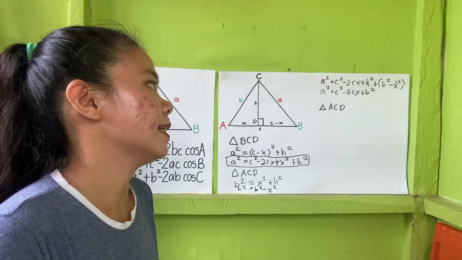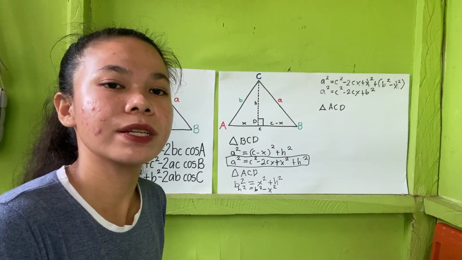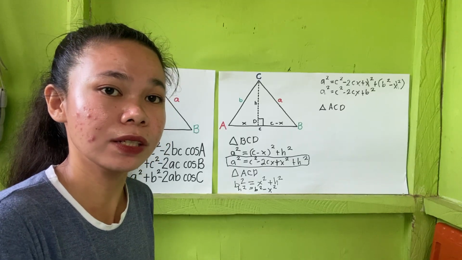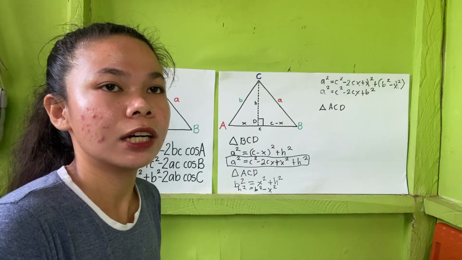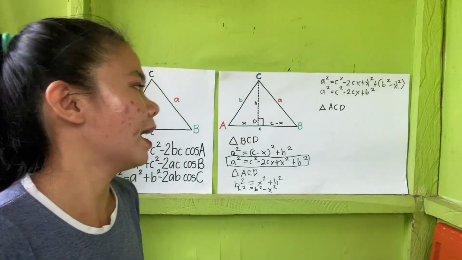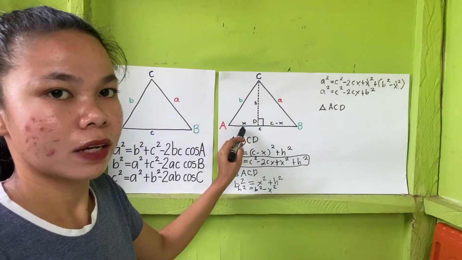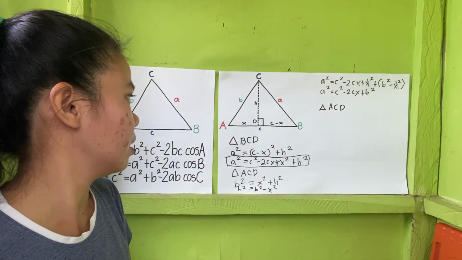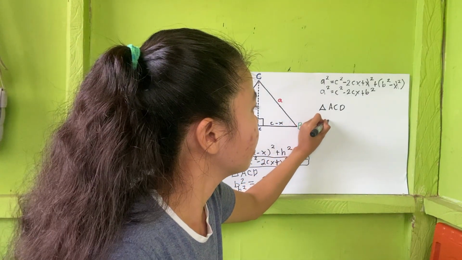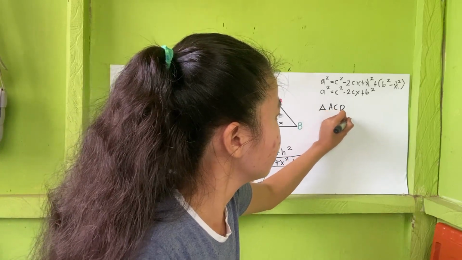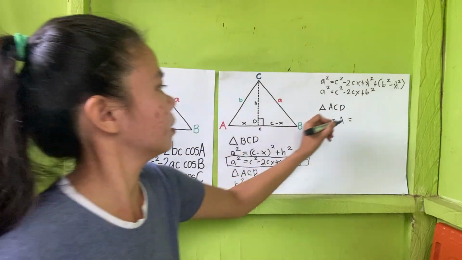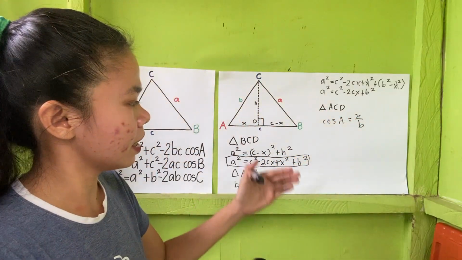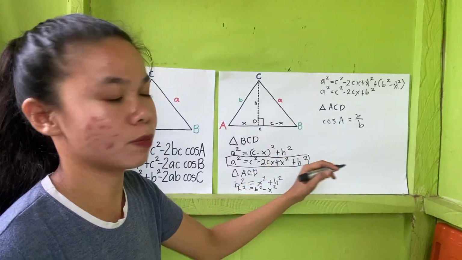So in triangle ACD, we can use SOHCAHTOA, specifically the CAH, which stands for cosine is equal to adjacent over hypotenuse, so that we can find the value of x, since we have here x, and this side is the adjacent and hypotenuse b. So we have here cosine A is equal to adjacent x over hypotenuse b. And the next thing that we're going to do is to cross multiply it.